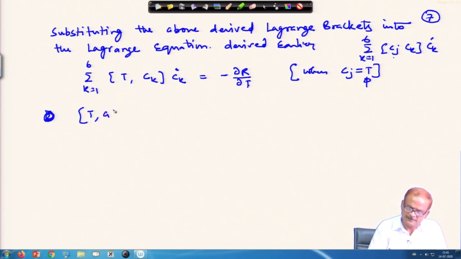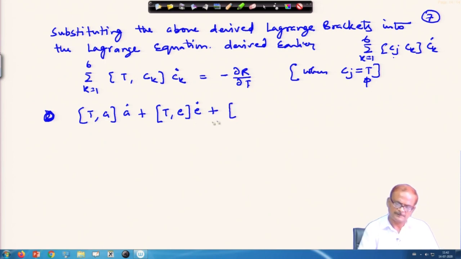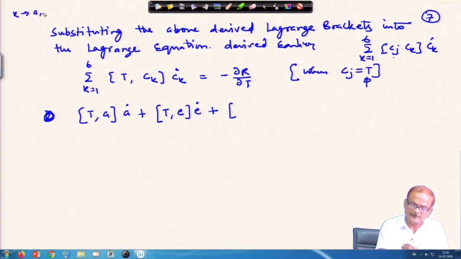So, Ck, the first one, let us say this is A times A dot plus T E times E dot, then we have a total of the other things; the self one is 0. So, that we obviously are not counting. While here, only the T will be spared. So, this k will be chosen from a, e, small omega, I and capital omega.